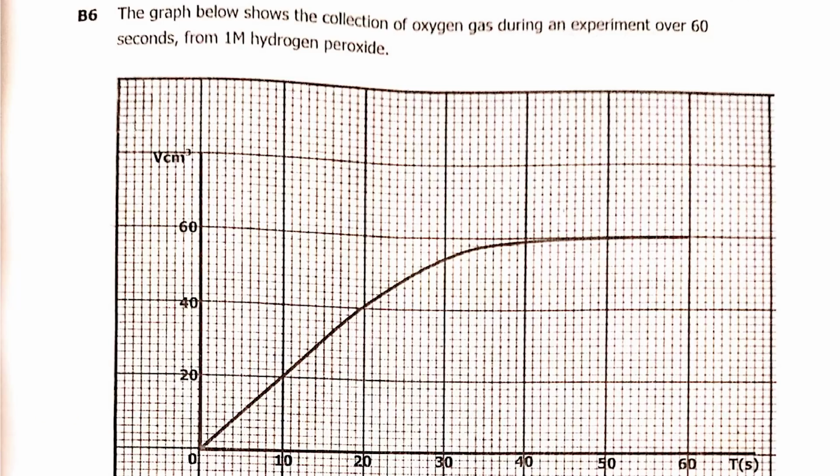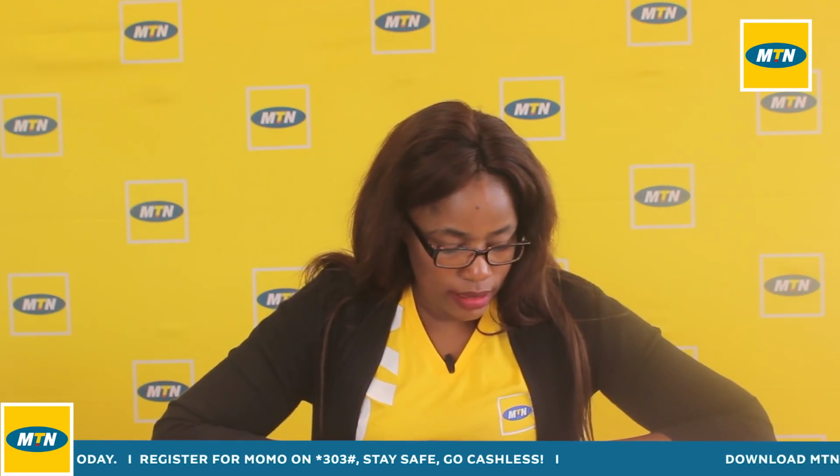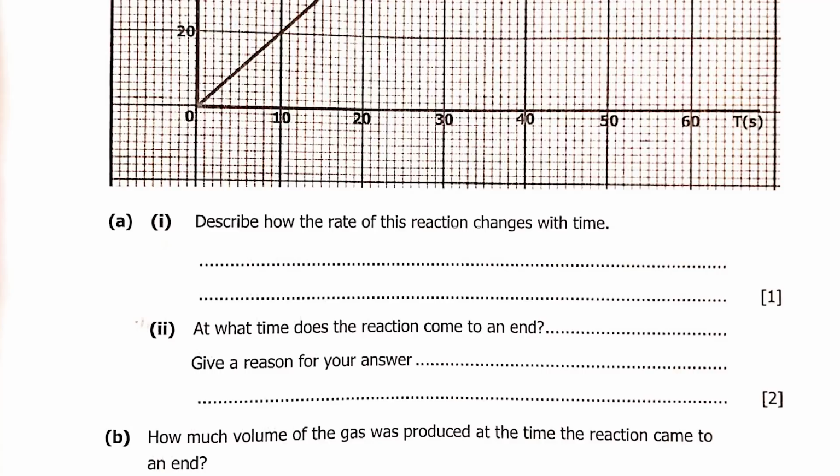Question 6. The graph below shows the collection of oxygen gas during an experiment over 60 seconds from 1 molarity hydrogen peroxide. We have that graph. A1. Describe how the rate of reaction changes with time. So here we can say there was an increase in the first 20 seconds. Thereafter, it decreased with time. So the reaction increased in the first 20 seconds, and from there, it decreased with time.